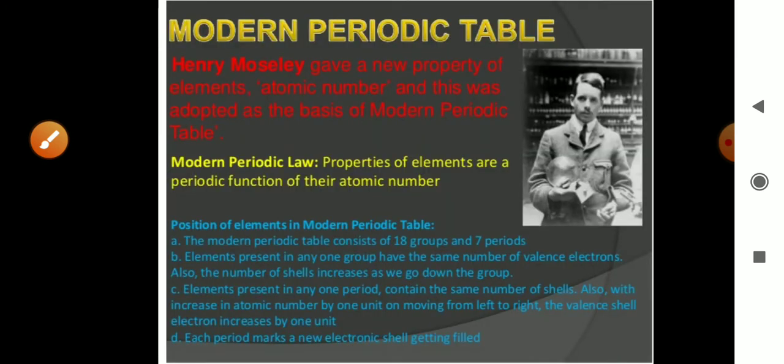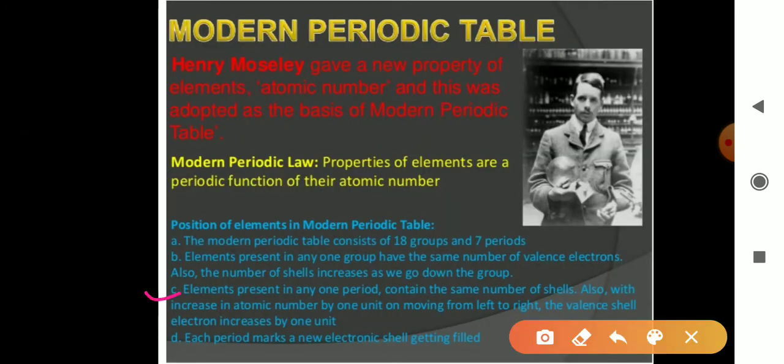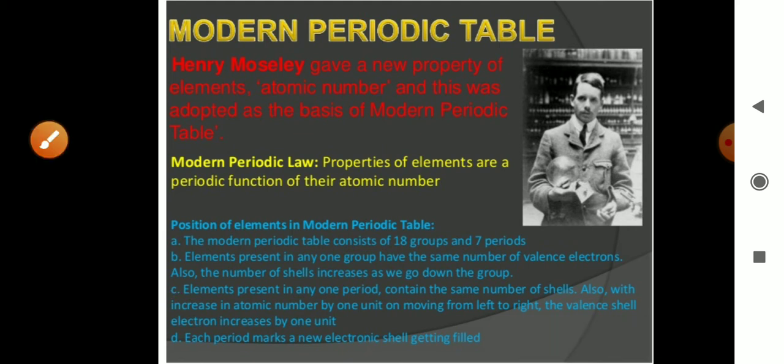Then see the next point. Elements present in any one period contain the same number of shells, and the atomic number increases by 1 unit on moving from left to right. The valence shell electrons also increase by 1 unit. So now this is about the period. Elements in one period contain the same number of shells. See here again the table.